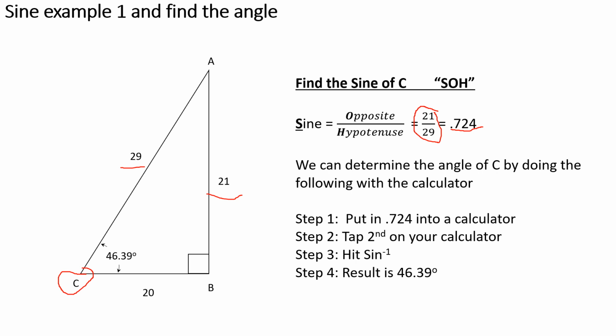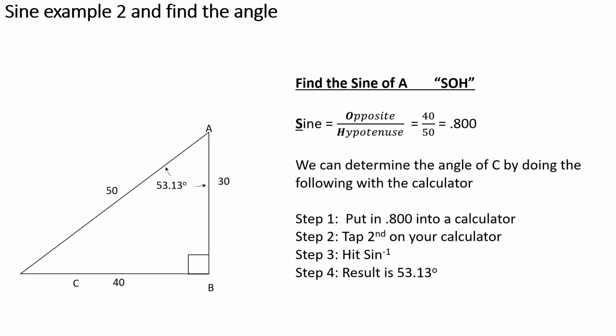What I can do is actually bring up my calculator here, and I'm going to put in 21 divided by 29 equals, there's my 0.724. And I've got the trigonometric function right here. I have to be careful here. I got to hit second, that's already inverse sine. I got to do the sine of -1. And I get 46.39.